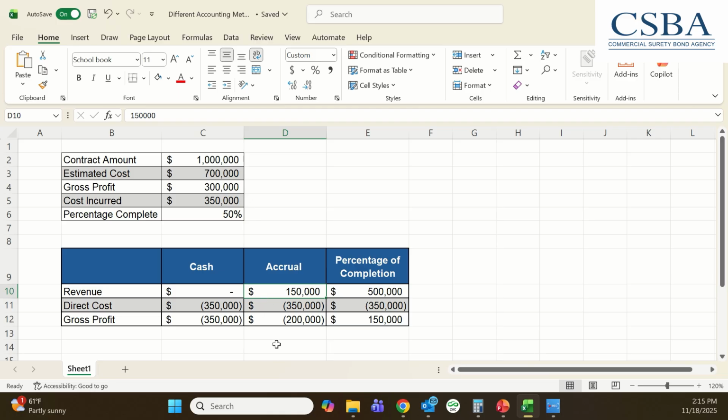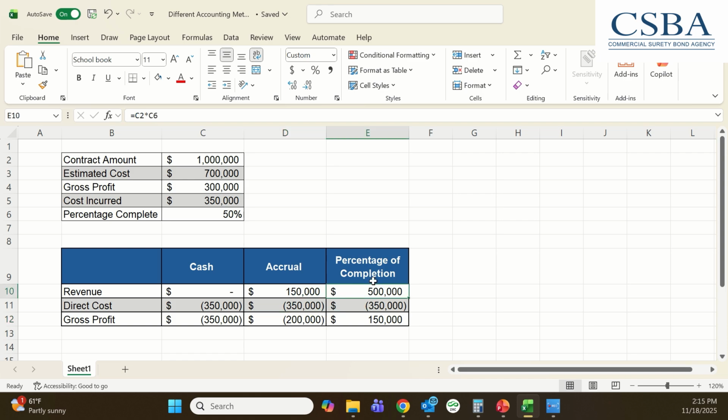Let's go over to the accrual method. Like I said, you had billed $150,000. So with accrual method accounting, you will show that you have revenue of $150,000. You've incurred the bills or received bills for $350,000, so you will show those as expenses, and now you're going to show negative $200,000 of gross profit.